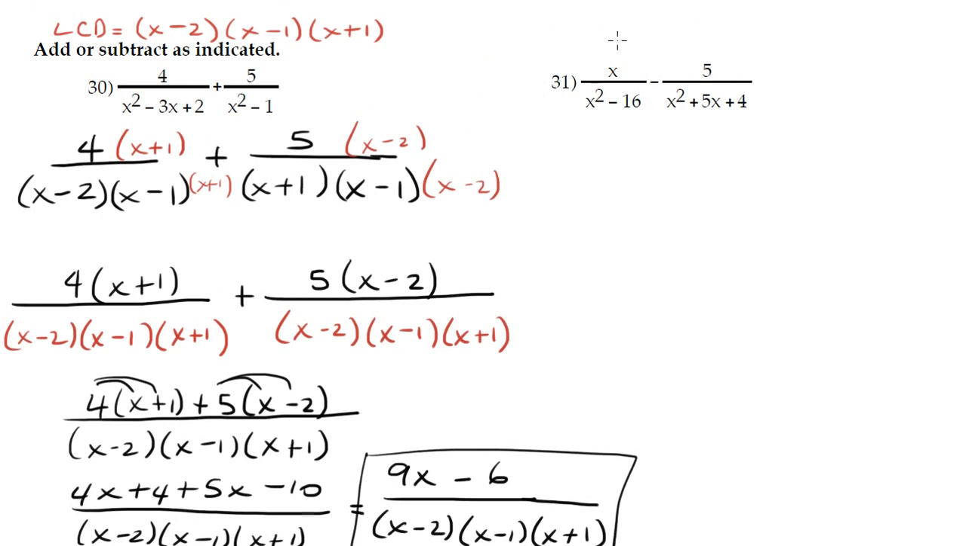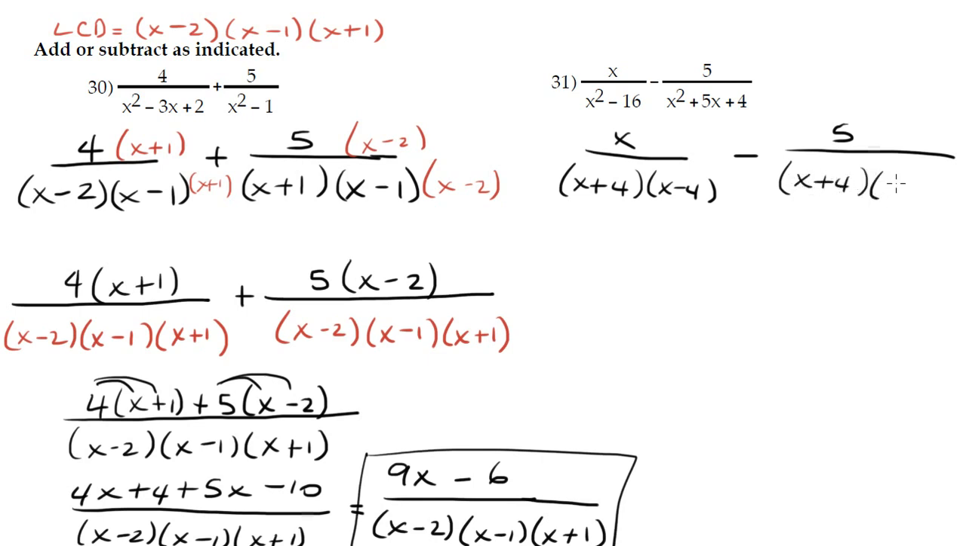Okay, so number 30, we're using the exact same process. Here we're subtracting, right? So let's factor these denominators. X plus 4, x minus 4. Minus 5 over, what's this? X plus 4, x plus 1. And this one I'll do in blue.